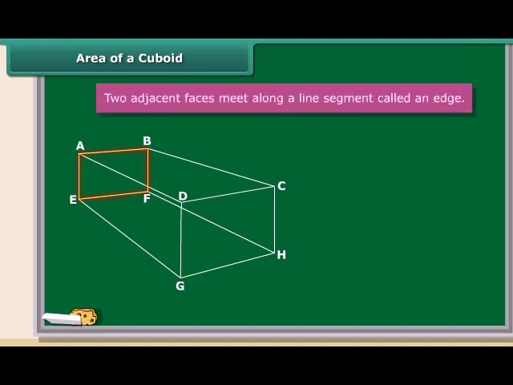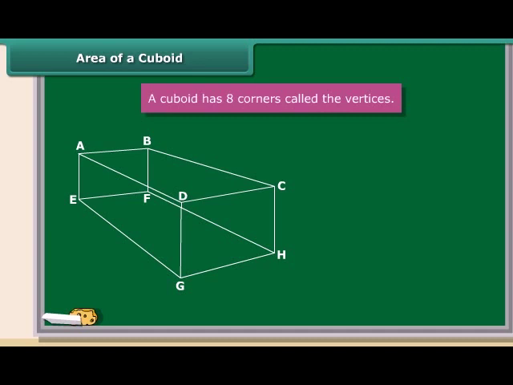Two adjacent faces that meet along a line segment are called an edge. It can be seen that a cuboid has 12 edges in all. A cuboid has 8 corners called the vertices. A, B, C, D, E, F, G, and H are the vertices of the cuboid.